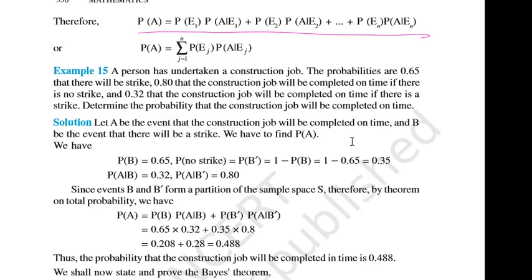A person has undertaken a construction job. The probabilities are 0.65 that there will be a strike, and 0.8 that the construction job will be completed on time if there is no strike. What is given? The probability is 0.65 that there will be a strike. So there will not be a strike with probability 1 minus 0.65, which is 0.35.